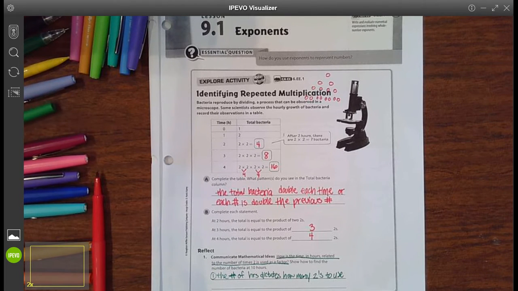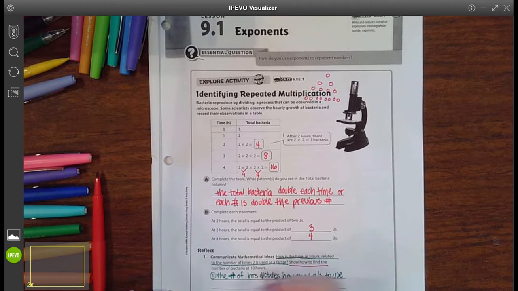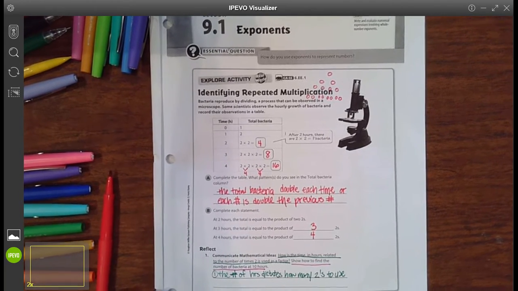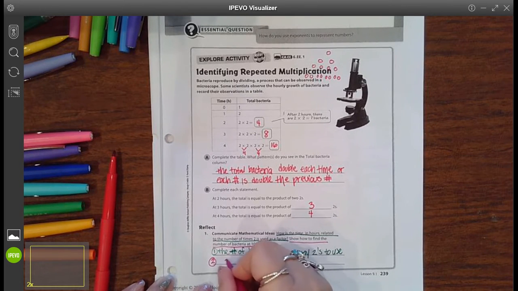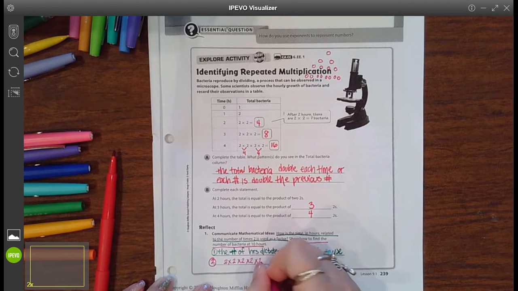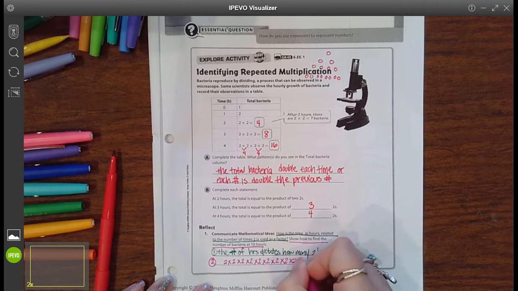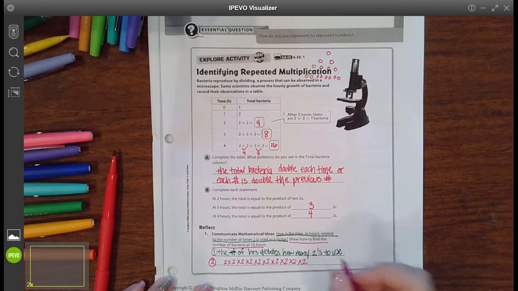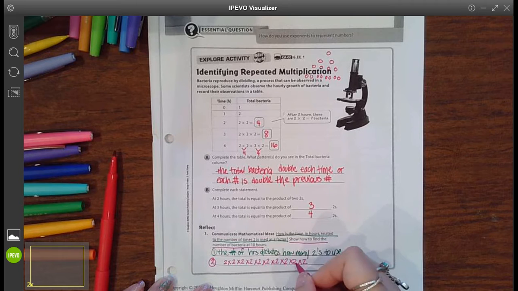Now, the second part of the question, they asked us, show how to find the number of bacteria at 10 hours. Oof, what do you think? Well, how many 2s do you think there's going to be? If you said 10, that's right. 1, 2, 3, 4, 5, 6, 7, 8, 9, 10. And just double check that you have 10 2s.